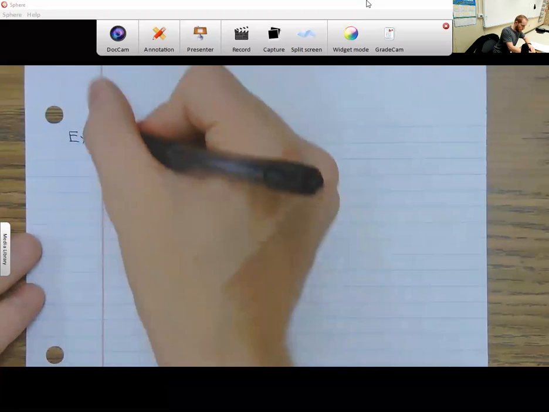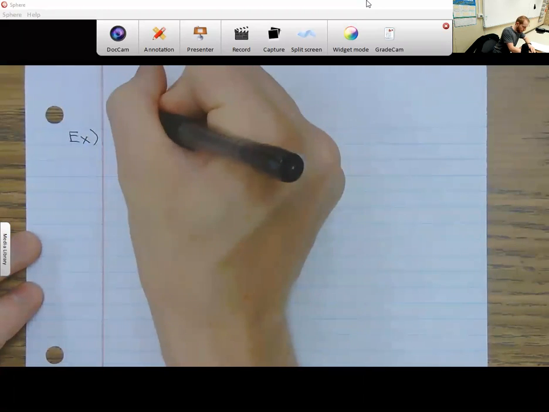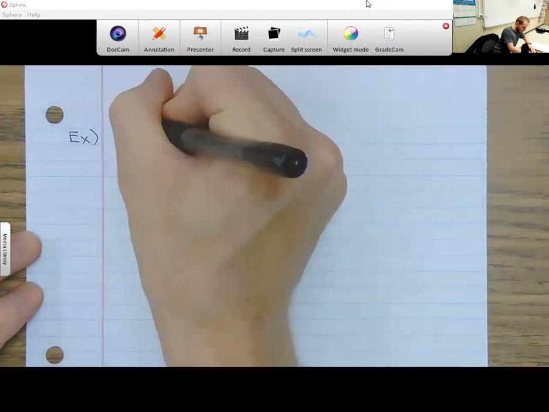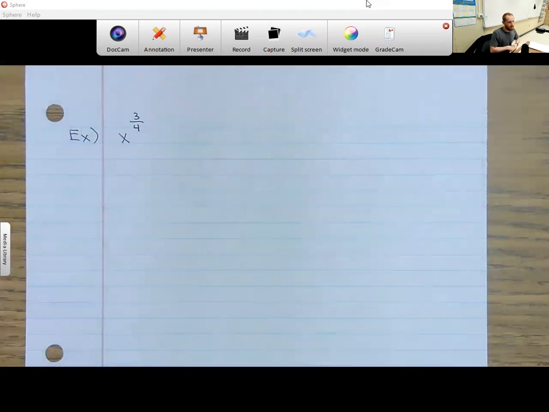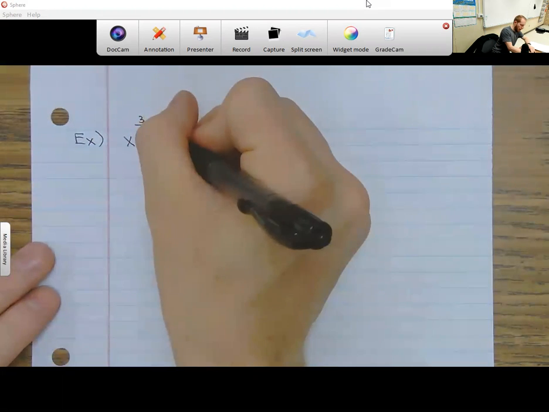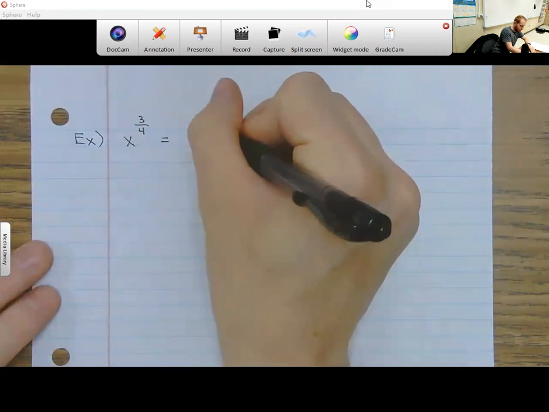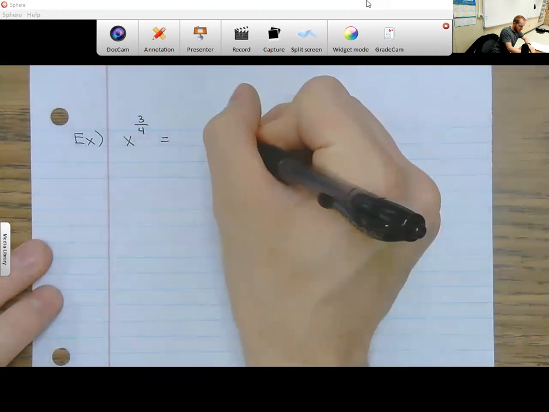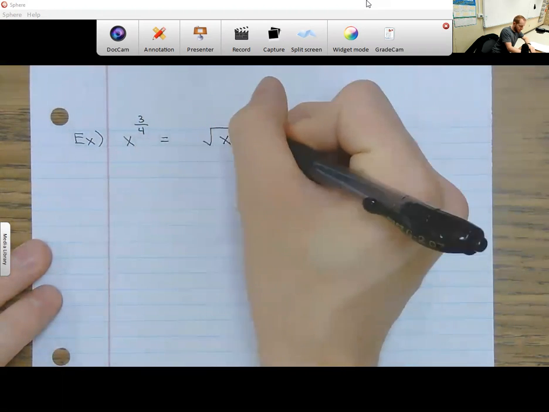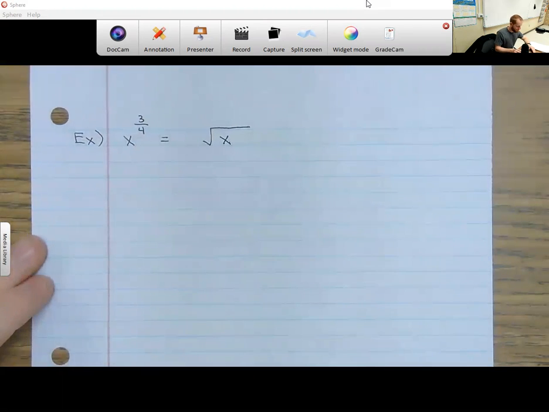So the first problem I wanted to do was x to the 3/4 power. So let's try this one. X to the 3/4. Okay. So this is a positive number. It's a positive fraction, right? So we've got to make sure that we write it as a radical. So I'm going to get my square root sign. Although at the very end, you'll see that it's not a square root. It's actually going to be a fourth root.